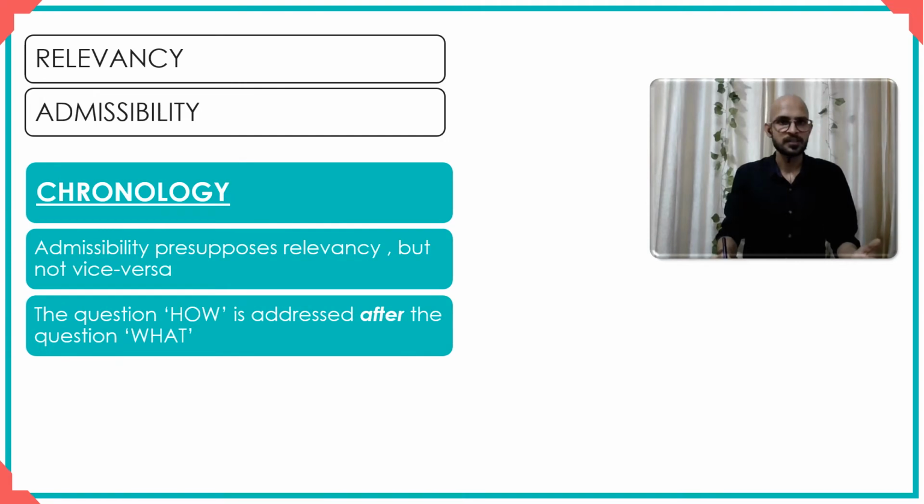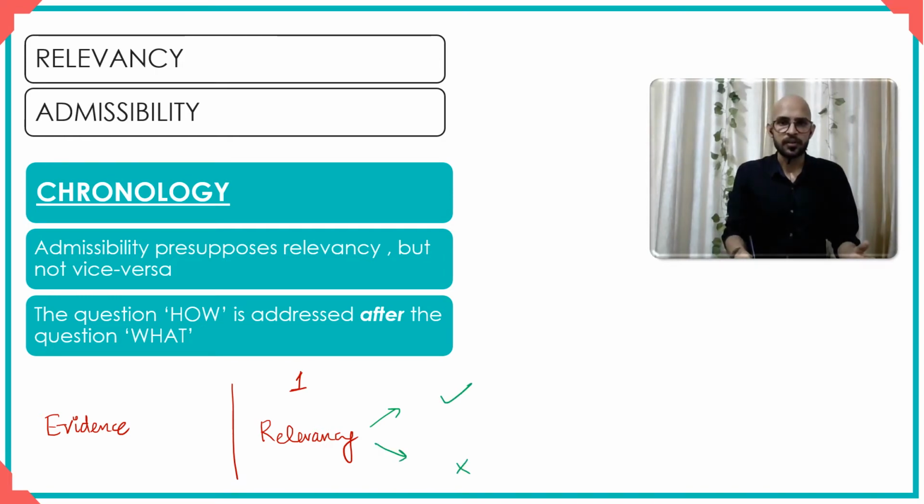So to understand this scheme, you can think of it like this. We have a certain piece of evidence. We subject it to the first test, which is the test of relevancy. Now that may turn out to be either relevant or irrelevant. If it turns out to be irrelevant, the matter stops right there. But if it turns out to be relevant, then you look at the second stage. The second stage is that of admissibility.